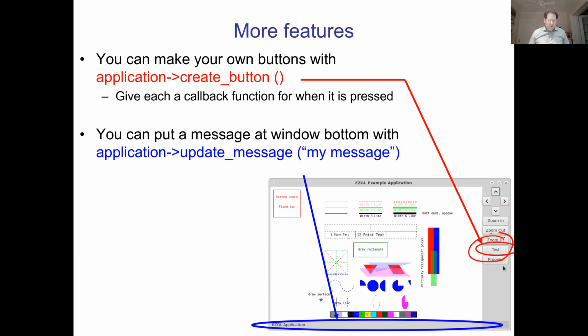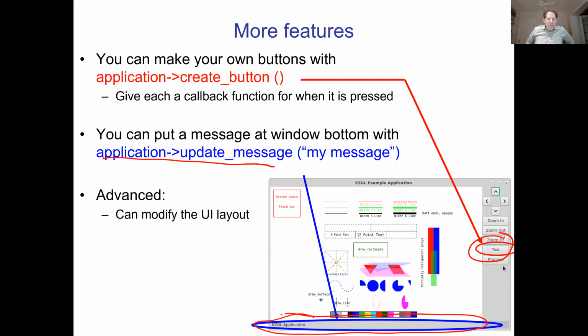You can put a message at the bottom of the screen, which I just showed you in that example, using application update message. If you want to have a little bit of output to the user, it doesn't make them go look at the console, and you don't want to bother setting up GTK dialog boxes and so on, which is more work, you can draw very easily a string to that bottom area of the screen.